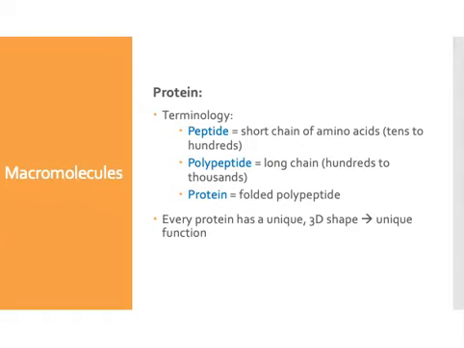Proteins are a great example of that concept of form following function. A protein is only able to do its job in a cell if it has the right shape, if it's been folded up into the right shape. Anything that would affect the shape of a protein will also affect its ability to do its job.